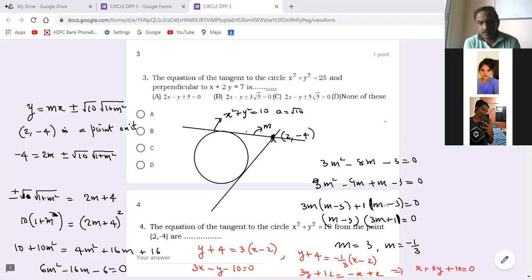And what is the process? Assume the slope of the tangent as m, write the equation of the tangent, substitute the point and get m's value. After getting m's value, apply slope point form. Okay, is it clear? Yes, sir.